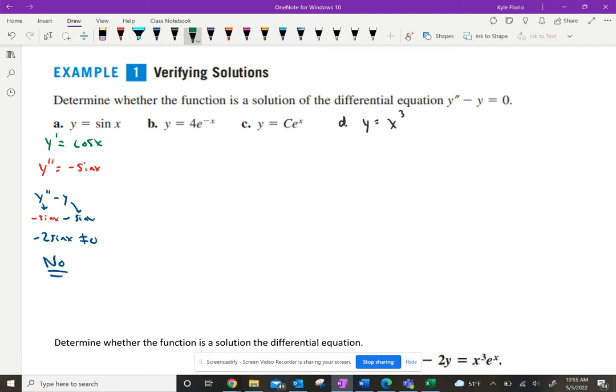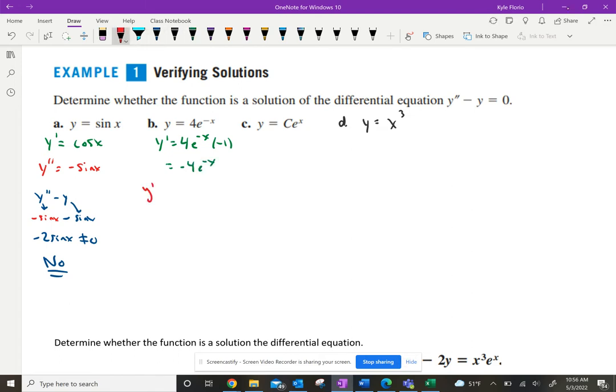Let's see if y equals 4e to the negative x is a solution. Well, I need to find out the second derivative so I can plug it into the differential equation. So the first derivative of 4e to the negative x is 4e to the negative x times the derivative of negative x, which is negative 1. So that's negative 4e to the negative x.